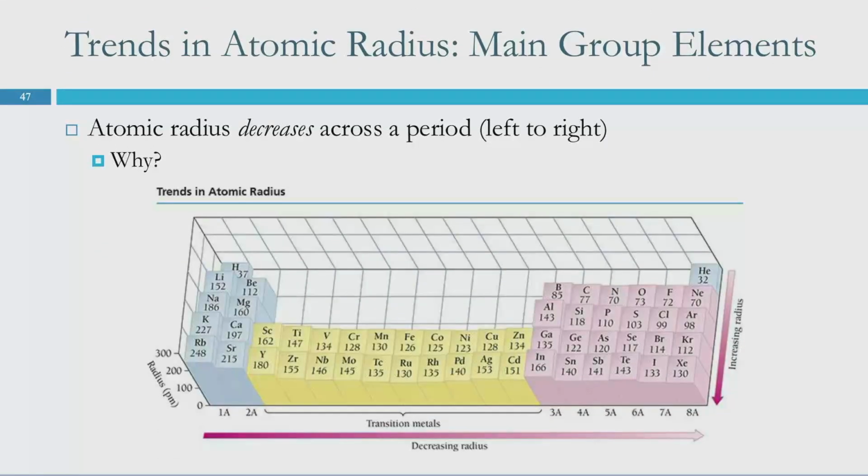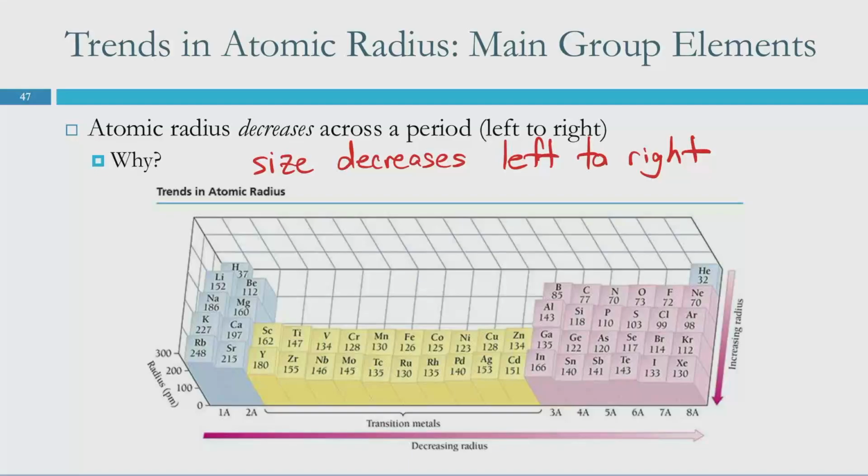For main group elements, the atomic radius decreases across a period. So when you're moving from the left side of the periodic table to the right side of the periodic table, adding electrons, adding protons, the size gets smaller, which is not what we would probably expect. We would expect, okay, you're adding stuff on, it should get bigger. That's not what happens. Why?